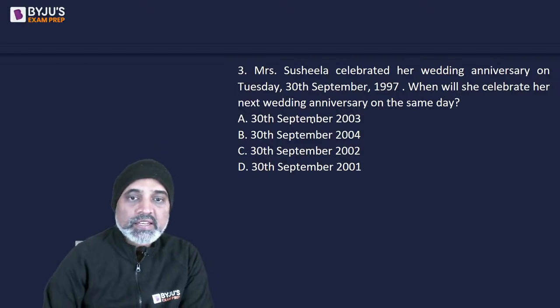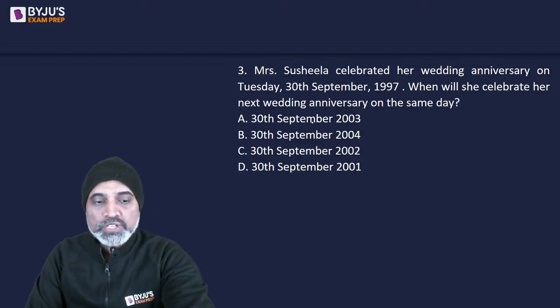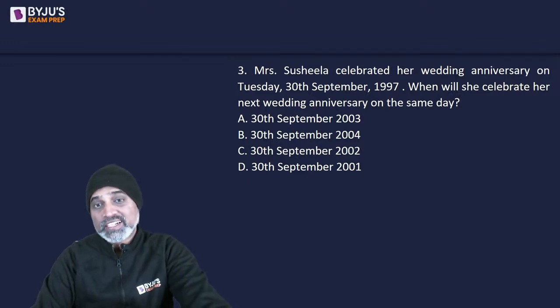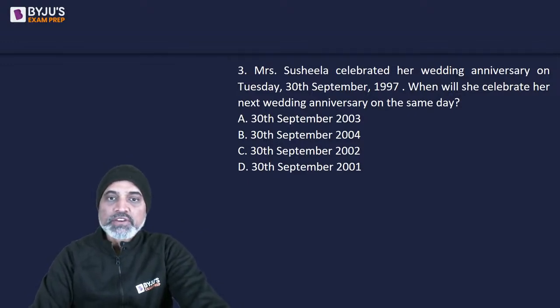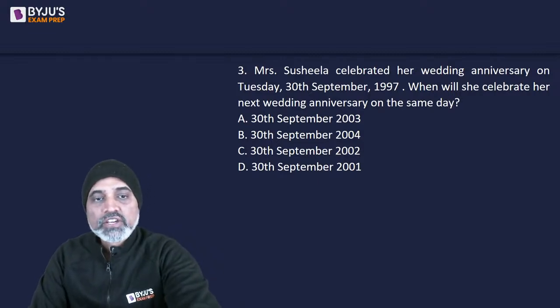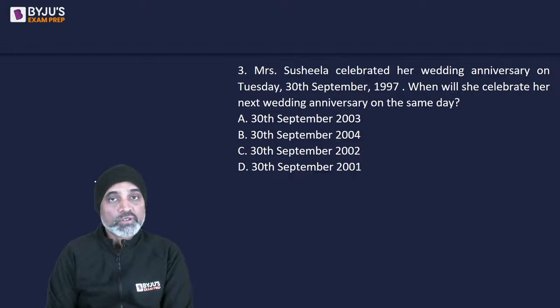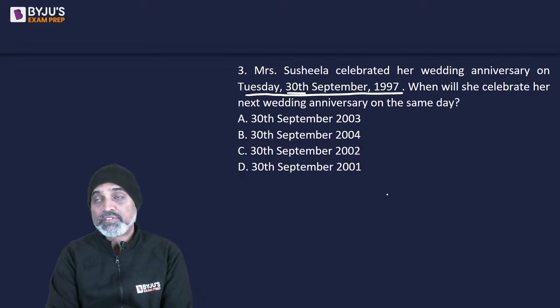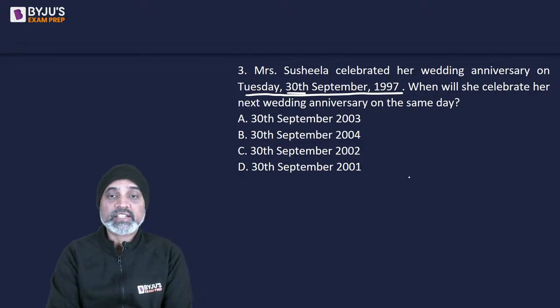Okay. Next one. Mrs. Sushila celebrated her wedding anniversary on Tuesday, 30th September 1997. When will she celebrate her next wedding anniversary on the same day? This is a question based on calendars. A particular date will repeat and will have the same day aligned with it, depending on one of the 3 cases.